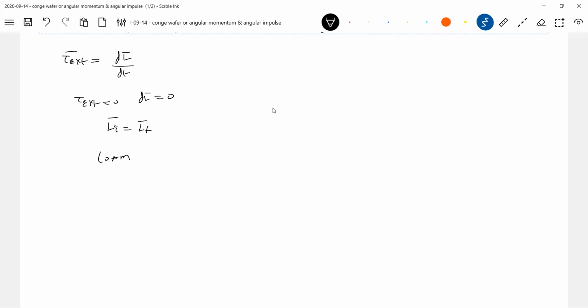So let's go for one thing now. So this is the torque, dL bar by dt. So what is this torque into dt? Torque into time. I'll integrate this. Let this be equal to Li, and this is equal to Lf, for a small interval of time 0 to delta t. So this will be Lf minus Li bar is equal to, we'll call this angular impulse.